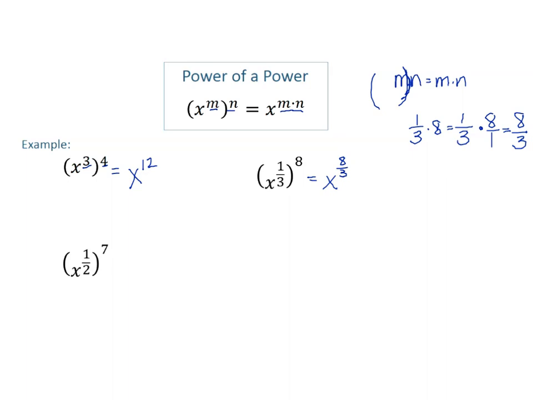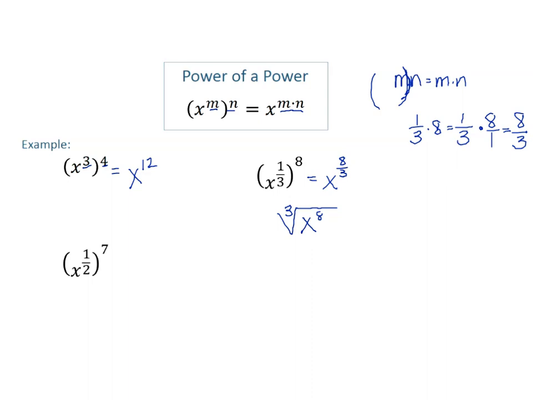So we do have other options. If we were to write this in radical form, because sometimes that's what's asked, we could look at it as the 3 would come out, right? That would be our index number. And then we would have x to the 8th.